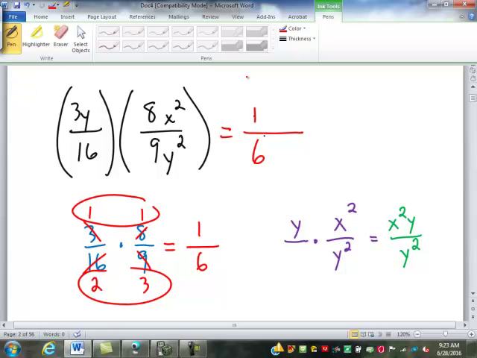So then what do I have to do? Okay. So there's nothing to combine with the x squared, so the x squared just stays on top. Good. And then?